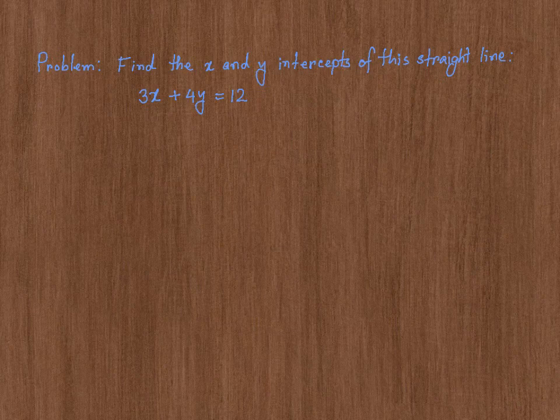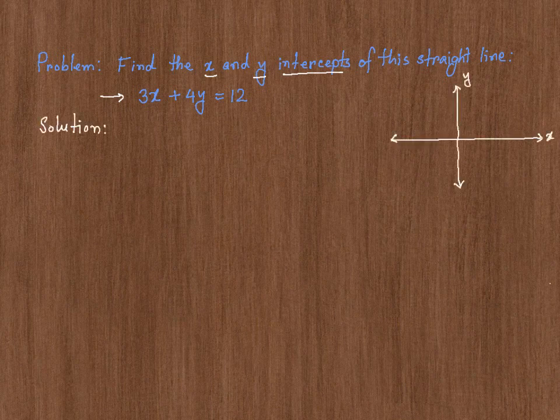In this video, we are going to find the x and y intercepts of this straight line 3x plus 4y is equal to 12. Before I find the x and y intercepts of the given equation or given line, let me give you an overview of x and y intercepts in the context of a straight line or any function, as a matter of fact.